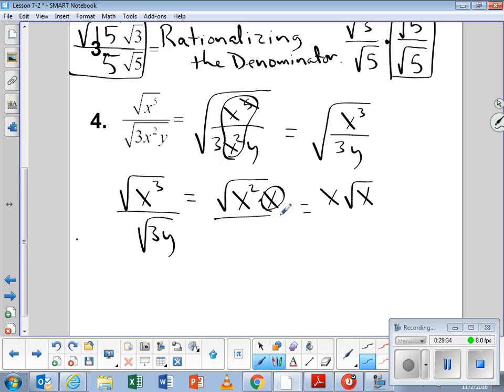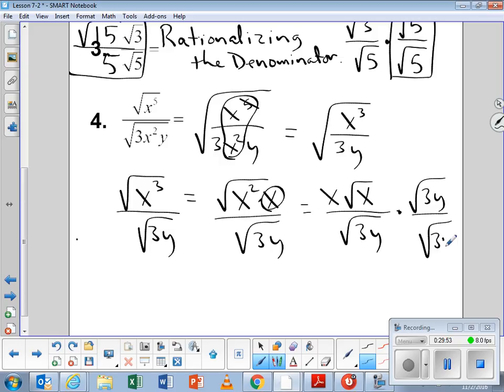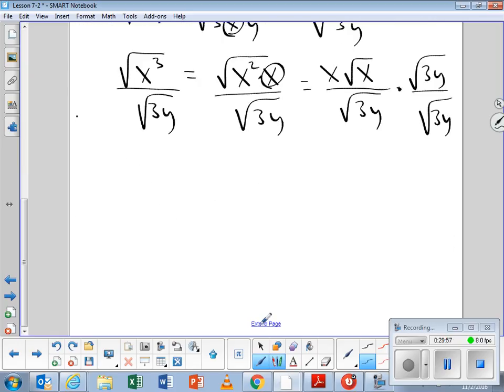Now on the bottom, it doesn't simplify, but I can't leave the radical sign in the bottom. So what am I going to multiply by? Square root of 3y over the square root of 3y. That's correct. And so on top, I get x times the square root of 3xy.